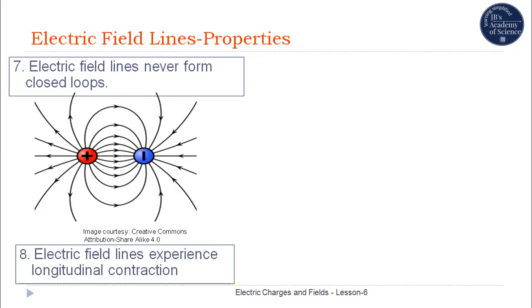The attractive property of unlike charges, attraction between a positive charge and a negative charge, can be explained based on this property of electric field lines. They try to contract lengthwise. They experience longitudinal contraction. This is the reason for the attractive property of unlike charges.